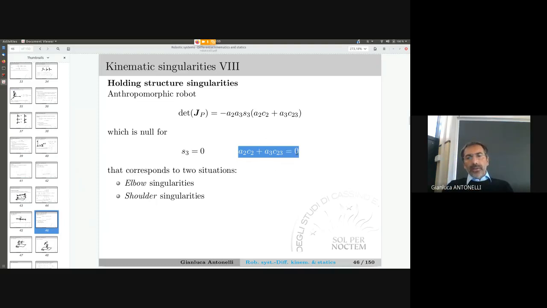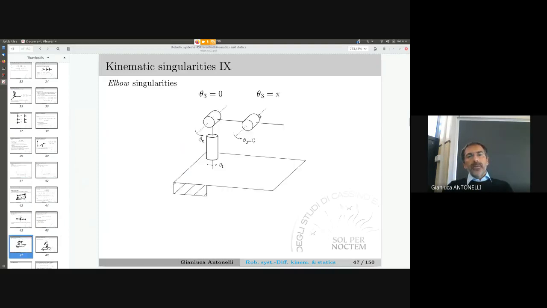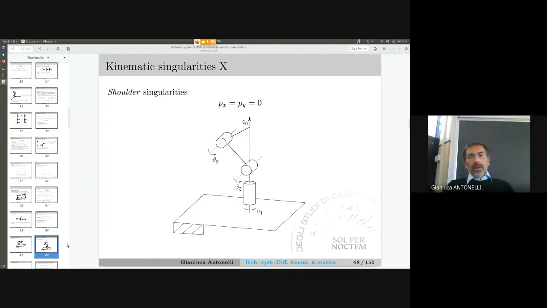But the problem is, how do I understand when this is zero? The first one is very easy to draw. It's this one, theta 3 equal to 0. And actually, you can verify that joints 2 and 3 are a two-link planar robot, and this is the same singularity as the planar one. Very easy. For the other singularities, defined as shoulder singularities, someone made a nice work, and said, okay, look, you are in a singular configuration every time your end effector is on this line, in this segment. Now, may I ask you, from the linear velocity, which component cannot be achieved in this configuration?